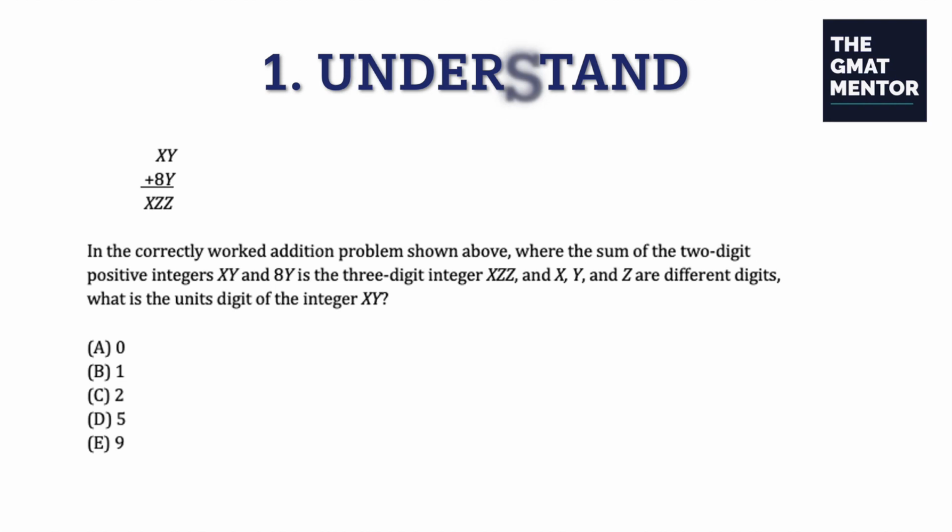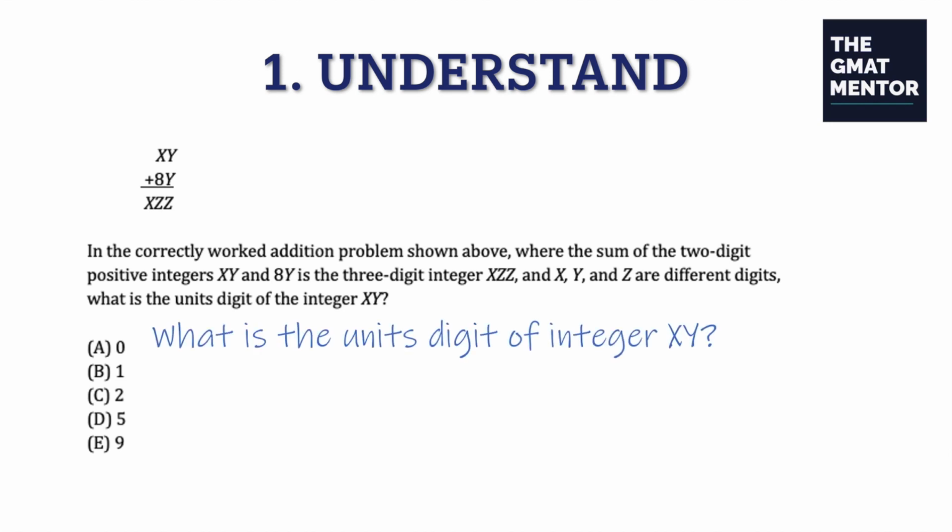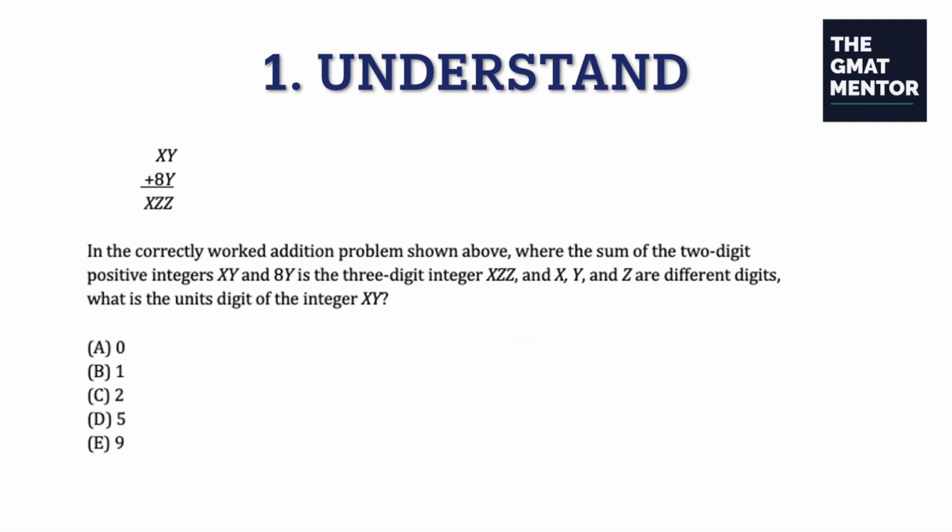First, understand the setup, including both the question prompt and the answer choices. Make sure you grasp what's going on and any deductions you can make. Read 2 or 3 times if necessary. One important thing to note here is that the question is asking for the units digit of the integer xy. Since the units digit of xy is simply y, you can restate the question in a simpler form. What you're really looking for is the value of y.